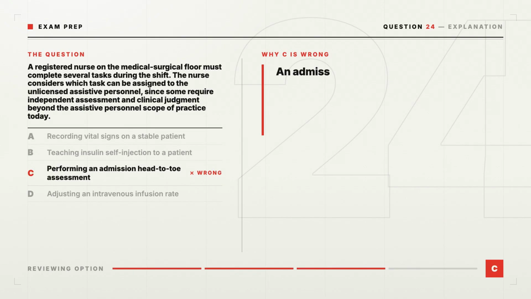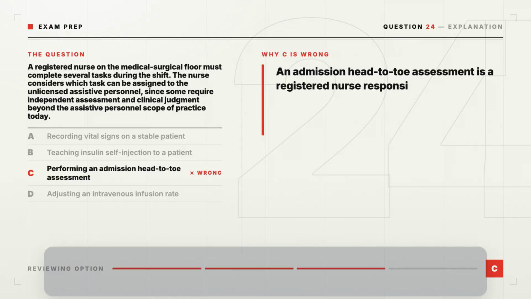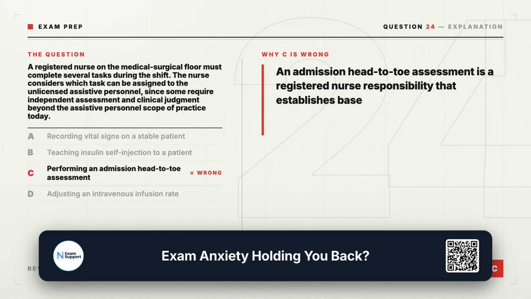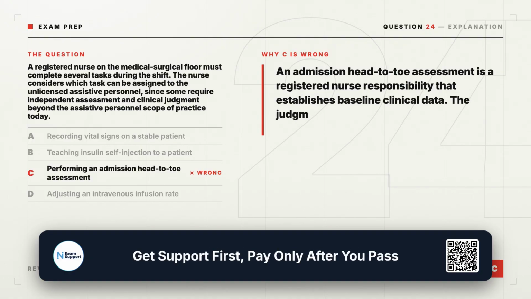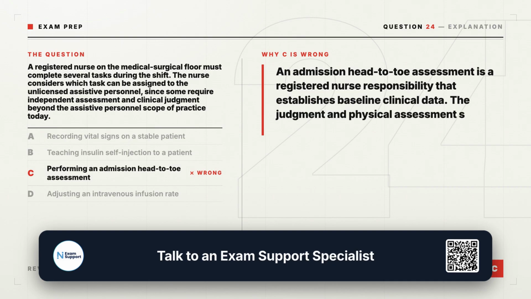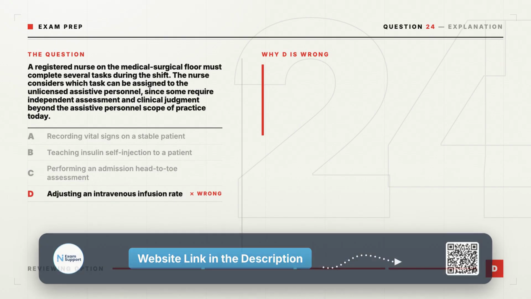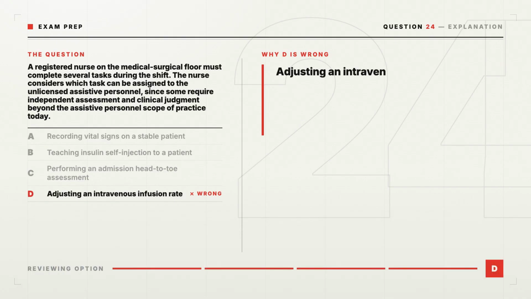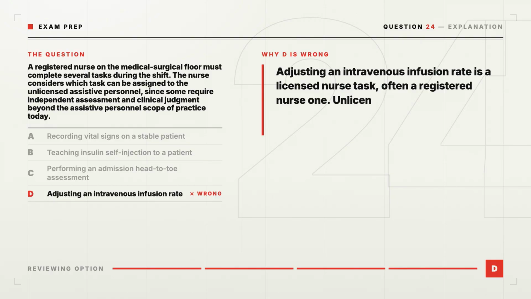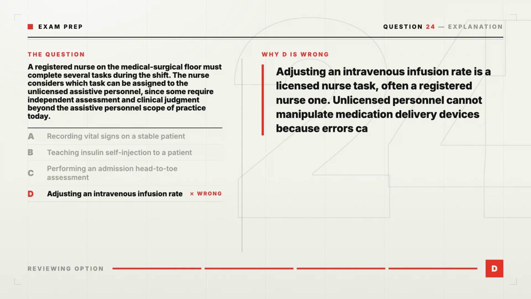C is wrong because an admission head-to-toe assessment is a registered nurse responsibility that establishes baseline clinical data. The judgment and physical assessment skills required exceed unlicensed assistive personnel scope of practice anywhere. D is wrong because adjusting an intravenous infusion rate is a licensed nurse task, often a registered nurse one. Unlicensed personnel cannot manipulate medication delivery devices because errors carry serious patient safety consequences immediately.